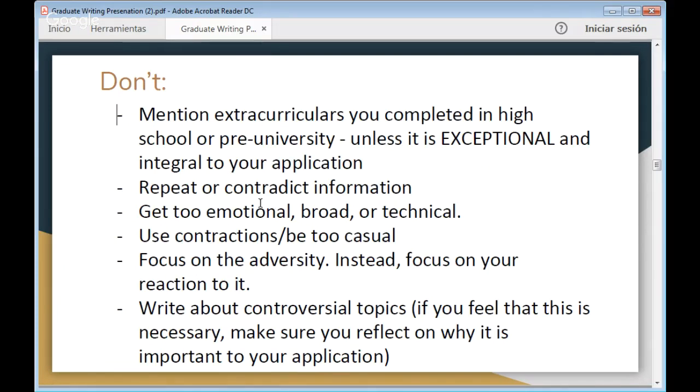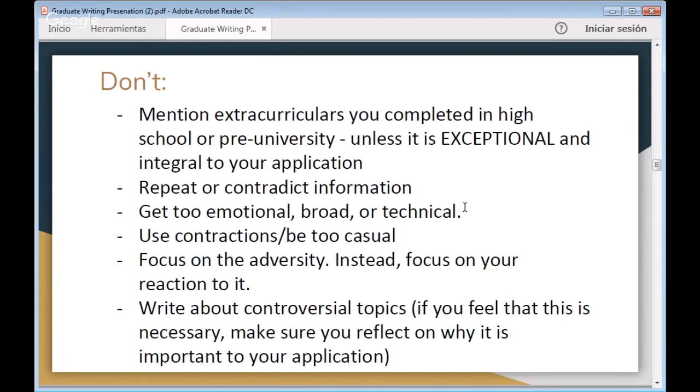Repeat or contradict information. As I said, you do have a very limited space. You want to make sure you're only including the necessary information. Don't get too emotional, broad, or technical. You may be studying a technical subject that the admissions counselor may not be very familiar with. So it'd be a good idea to make sure that it's something that's understandable for the average person.